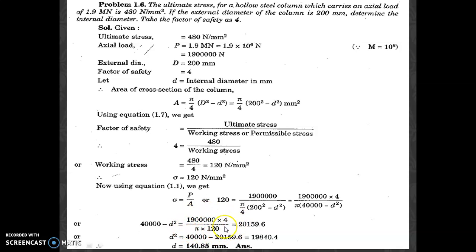So here you will simplify this, and later if you bring minus d square to the right side, it will become plus, and this calculated part, when you subtract it from 40,000, becomes 20,159.4. That is transferred to the left side, so it becomes negative, and minus d square becomes positive. So d square is equal to 40,000 minus 20,159.6, which becomes 19,840.4, and the inner diameter you get is 140.85 mm. So that is the solution to this numerical.